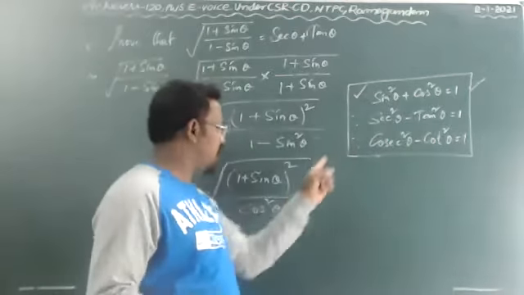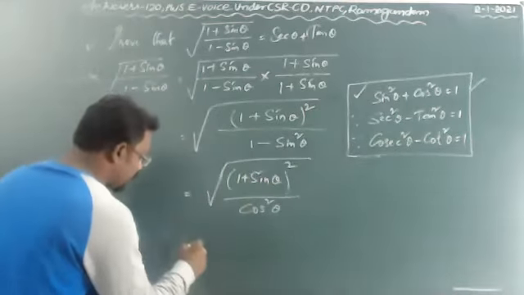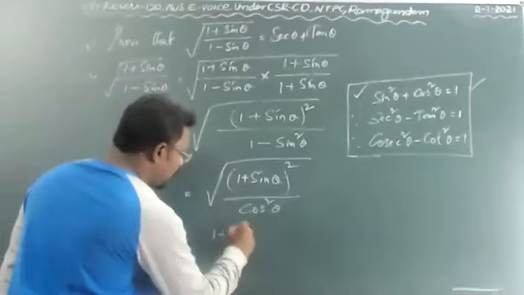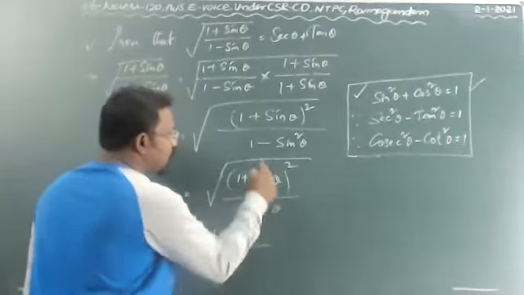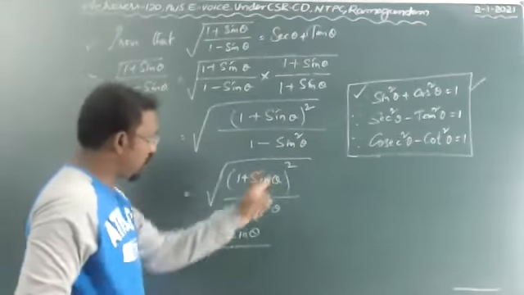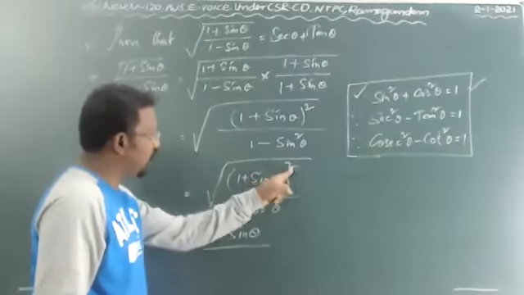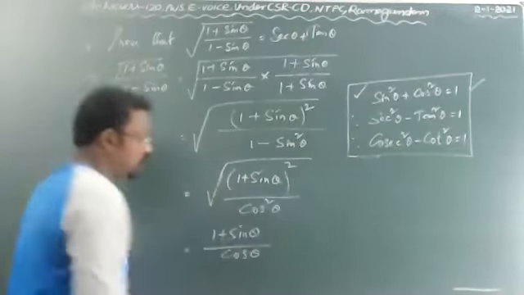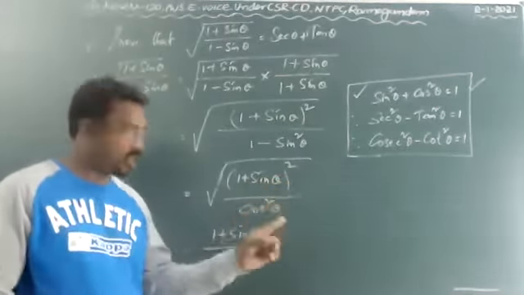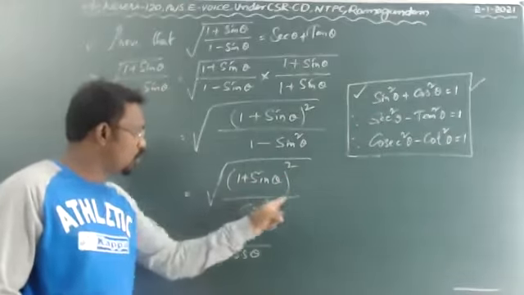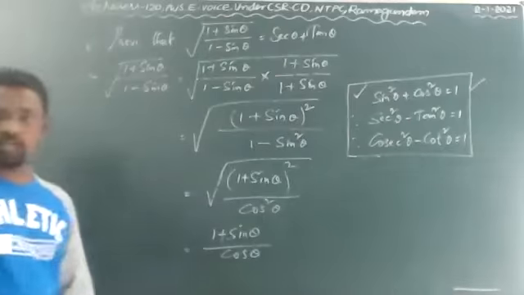So from the first identity we have done this. Now what happens? The square and the root get cancelled in the numerator. What is left? 1 plus sine theta is left. In the denominator also, the square root and the root square get cancelled, so you will get cos theta. Squares get cancelled with root. The left is only 1 plus sine theta by cos theta.